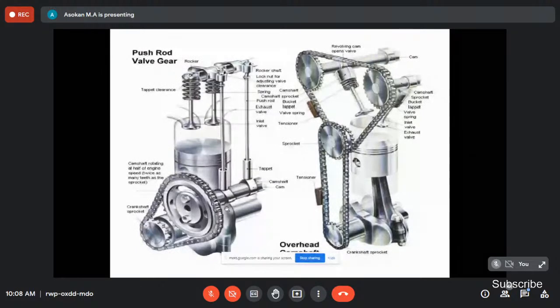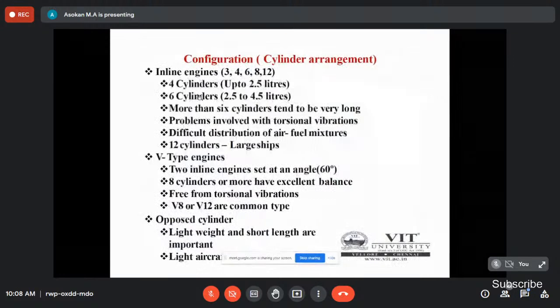Okay, this is the configuration. The cylinders are 2, 3, 4, 6, 8, 12. The 4 cylinder is up to 2.5 liters capacity, and 6 cylinders are 2.5 to 4.5 liters capacity. More than 6 cylinders will be very big, very long, right? And the 12 cylinders will be for large ships. We can use the 12 cylinders.